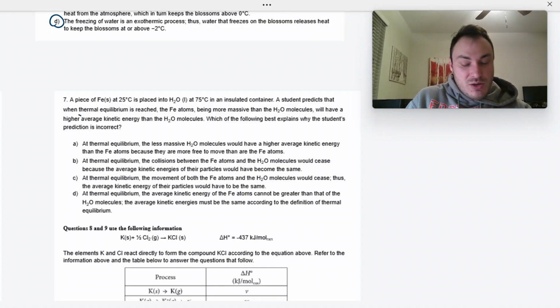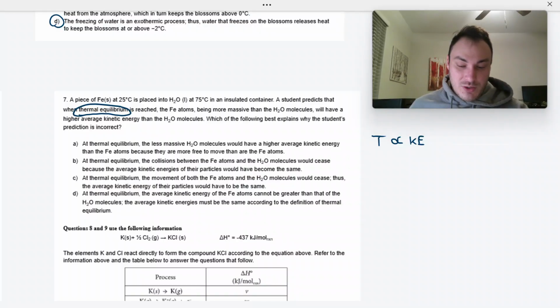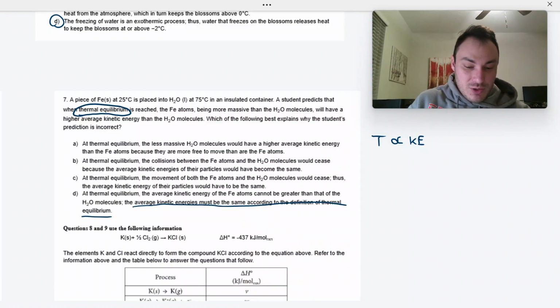When thermal equilibrium is reached, that is when the temperatures equal each other. And temperature is a measurement of average kinetic energy. So if temperature is equal, then average kinetic energy will be equal. So it has nothing to do with the size of the particles. It has everything to do with the kinetic energy. So at thermal equilibrium, average kinetic energy cannot be greater than that of H2O molecules. The average kinetic energy must be the same according to the definition of thermal equilibrium.